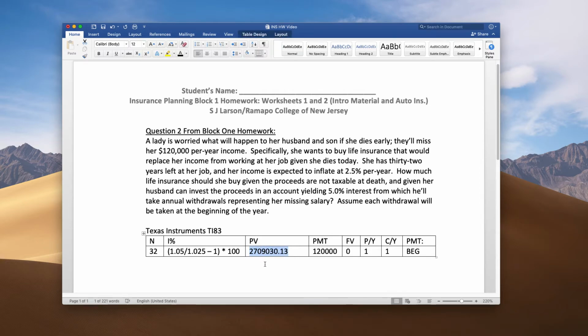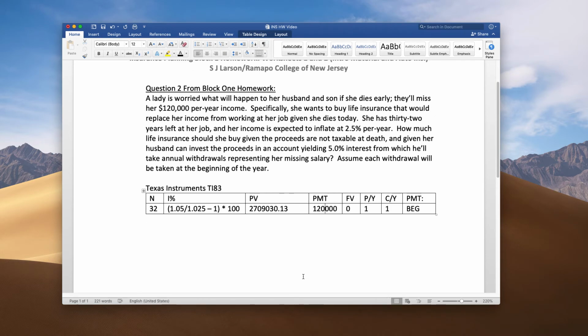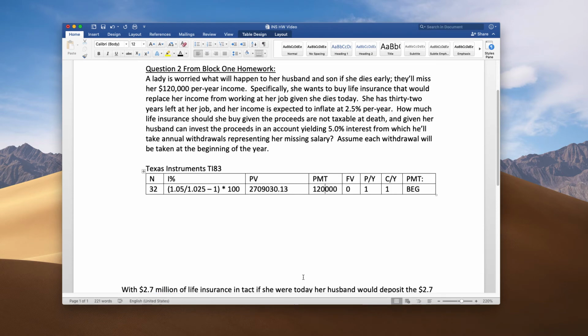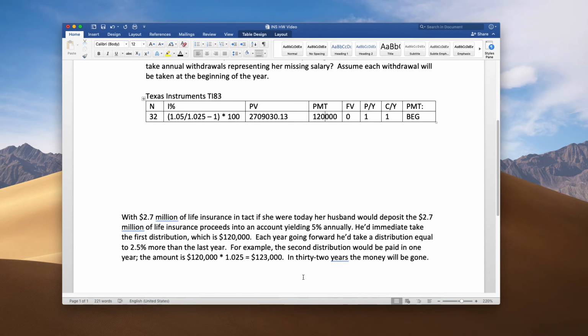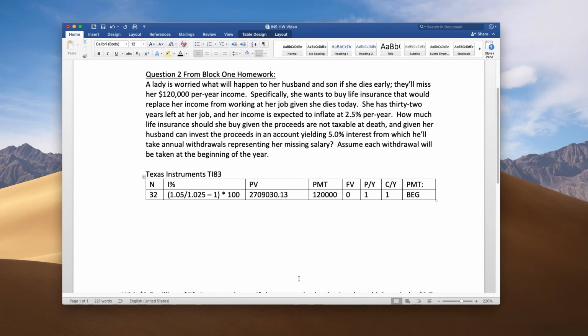That's the amount of life insurance she needs. If she had that amount of life insurance and she were to die today, her husband would put this $2.7 million into an account yielding 5%, and he'd immediately withdraw $120,000. He'd immediately take that out. And then next year, he'd take out 2.5% more, which is something like $123,000. So every year, he'd pull out 2.5% more than the last year.